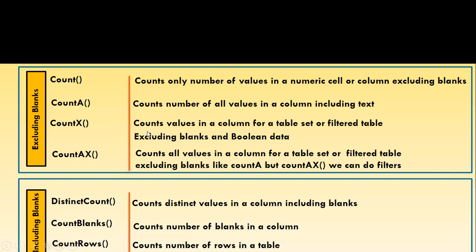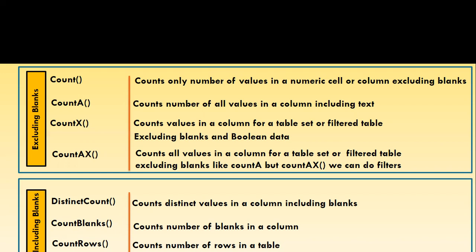In COUNTX, you can use an expression. Whenever you see a function that ends with X, that is called an iterator function, and you can use an expression. Instead of performing a count on a single column, you can do some kind of arithmetic operation, or some kind of filtering, and then perform the count. And the next one is COUNTAX. But before that, what exactly is the difference between COUNTX and COUNT? In COUNTX, you can use expressions, whereas in COUNT, you cannot use an expression because you can use only one column.